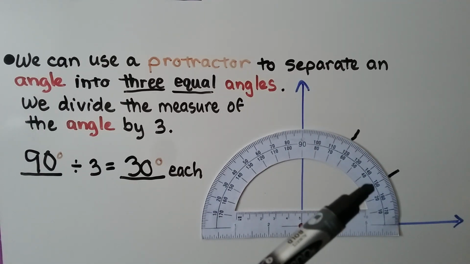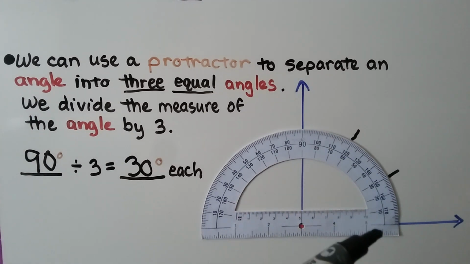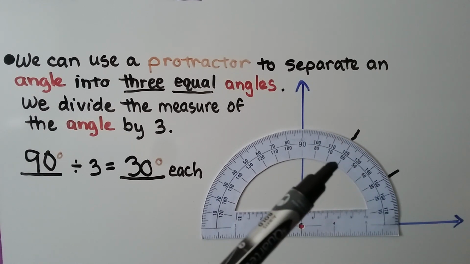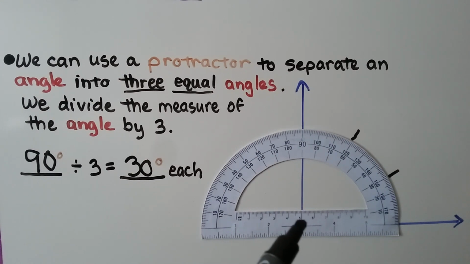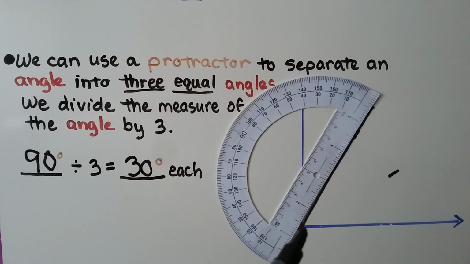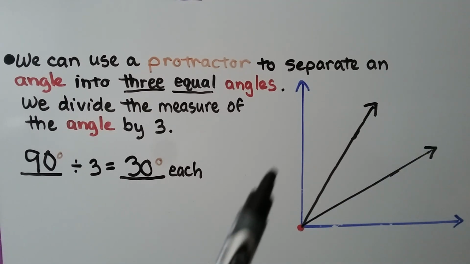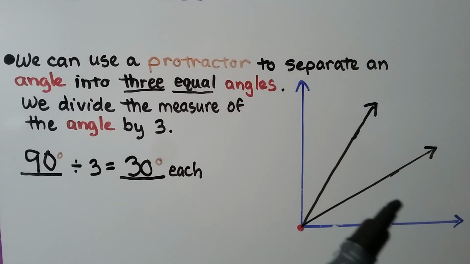We put a mark at 30 degrees using the inside scale because it's opening to the right. That's the scale we use. And we need another 30, which means we're going to put a mark at 60. Now we can use our straight edge to connect the vertex to those marks. And we can draw this one from the vertex through the mark. And now we can do it to the other one. We use the straight edge from the vertex through the mark. And now our 90-degree angle is divided into a 30, a 30, and a 30-degree angle. 3 equal angles.